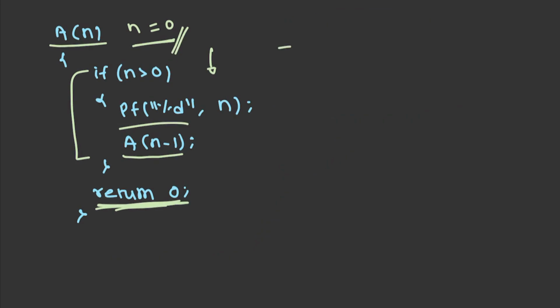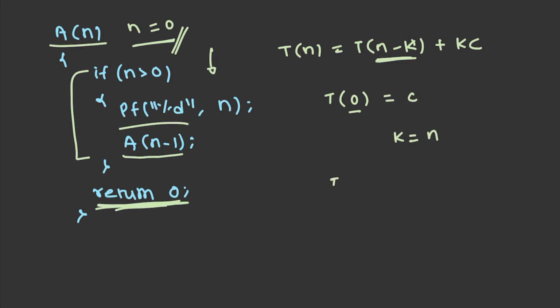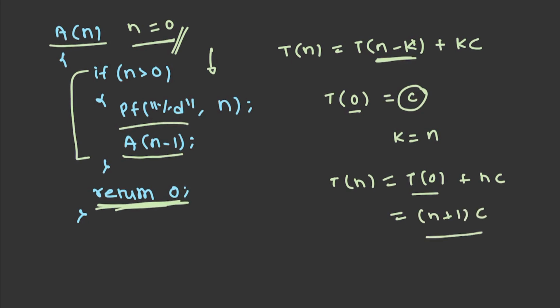The final equation that has been obtained was T(n) is equal to T(n-k) plus k times a constant. We know that T(0) is equivalent to constant work. So, I know the value of T(0). If I substitute k is equal to n, then T(n) is equal to T(0) plus n times a constant, where T(0) can be replaced with a constant, so (n+1) times a constant. This is the total work or the total time that has been taken to complete the execution of this program.